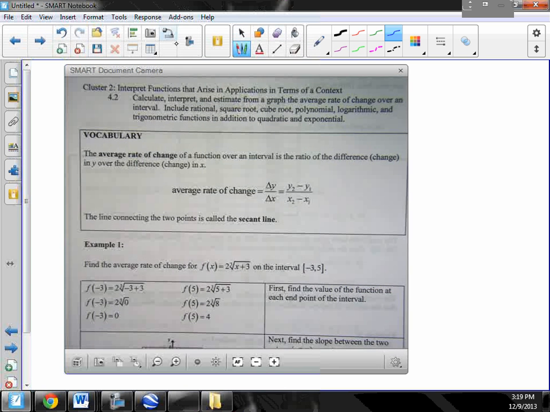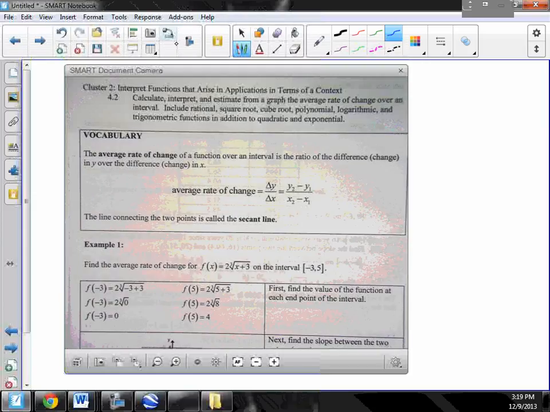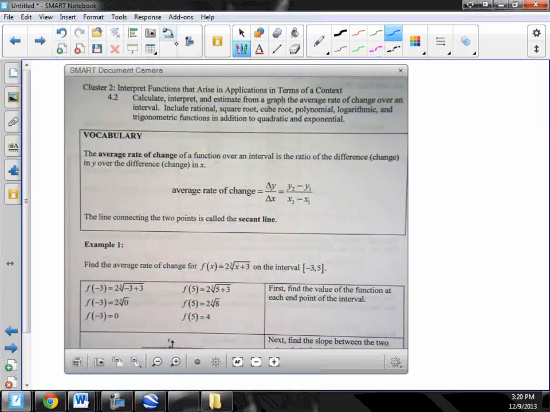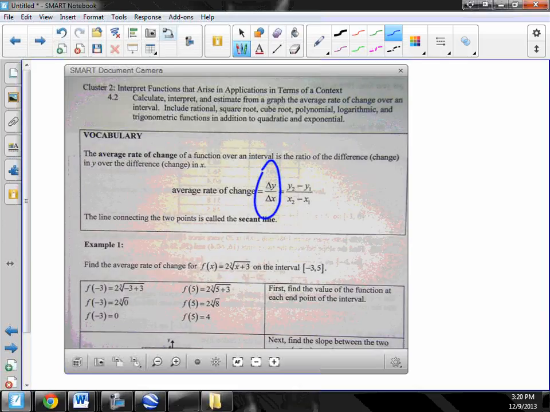So the top of 109 defines average rate of change. It's a function over an interval in the ratio of the difference, the change, in y over the difference in x. Now, these little symbols are Greek letters from the Greek alphabet. They're deltas, and we use them a lot in calculus. Delta y means the change in y, how much y changed, and delta x is how much x changed.